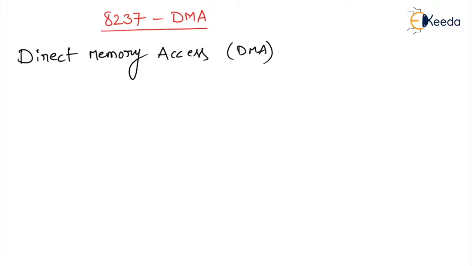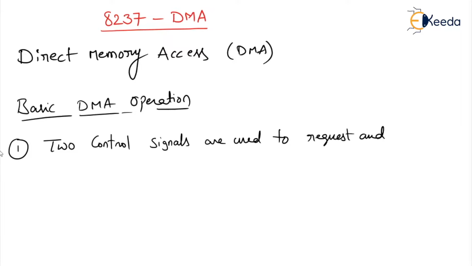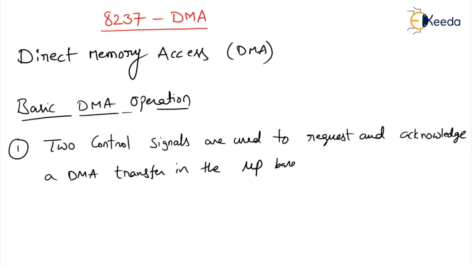Now coming to the basic DMA operation. First, two control signals are used to request and acknowledge a direct memory access transfer in the microprocessor based system.